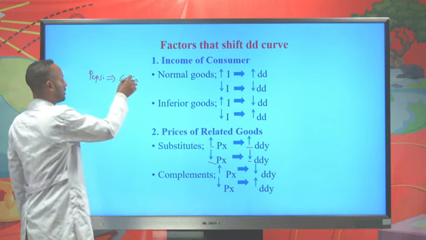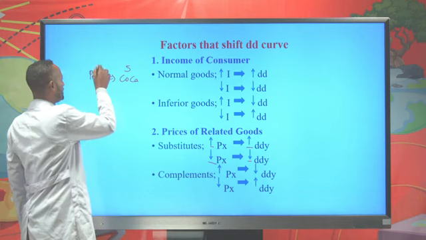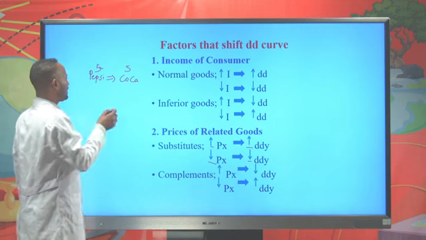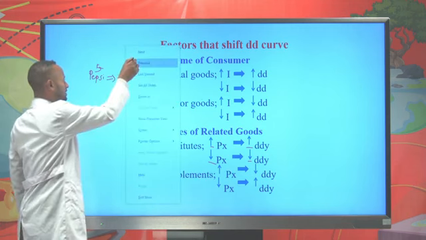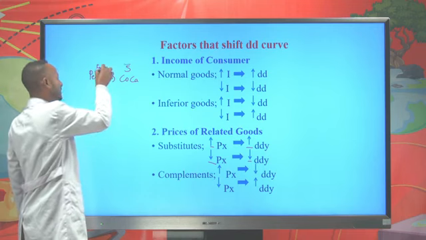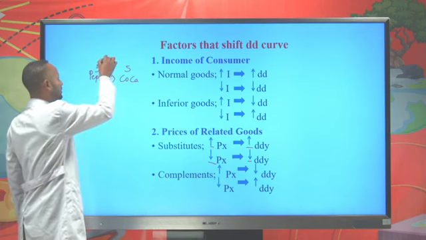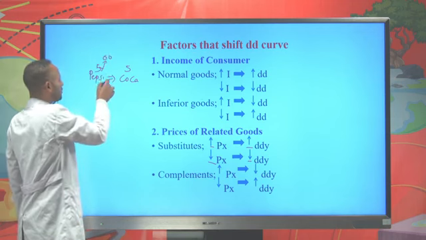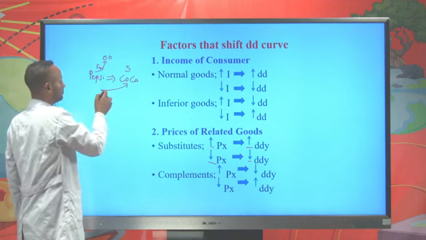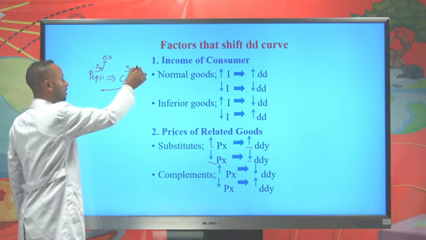Now, the price of Pepsi is 5 birr and the price of Coca is 5 birr. If the price of Coca remains unchanged, which is 5 birr, now if there is a rise in the price of Pepsi only, if Pepsi increases from 5 birr to 50 birr, now consumers of Pepsi will shift their consumption of Pepsi to consumption of Coca. Then what would happen to the demand for Coca? The demand for Coca will increase.